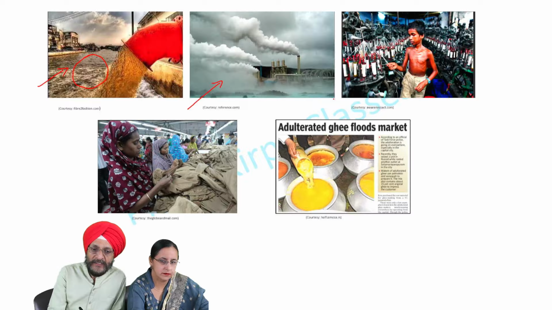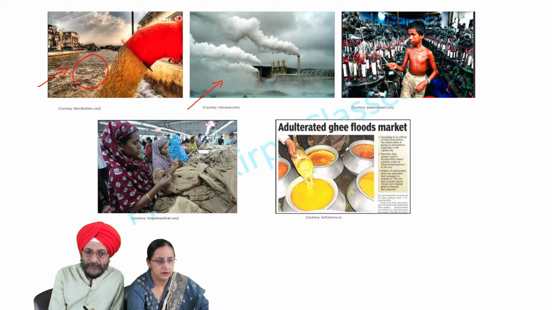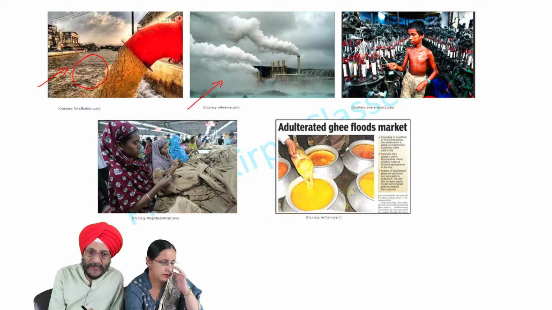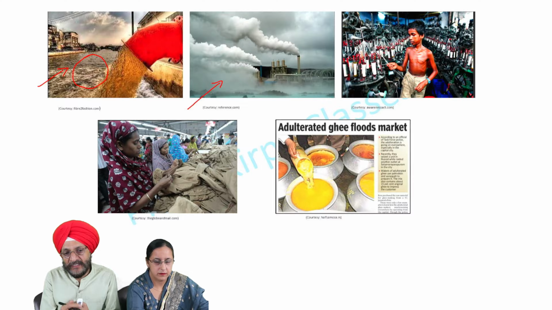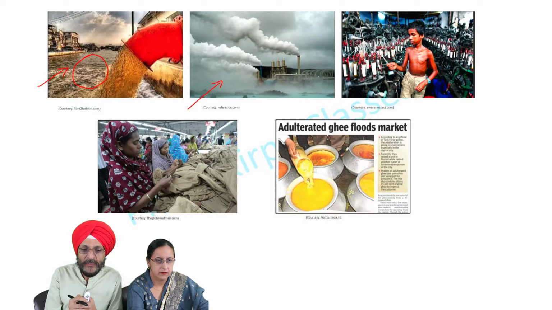Do you think that this type of pollution, whether it is air pollution or water pollution, is beneficial for mankind? No. This type of pollution is causing a lot of harm not only to human beings, but it is also harmful for the animals and plants as well as the aquatic animals which are living in the sea or waters.